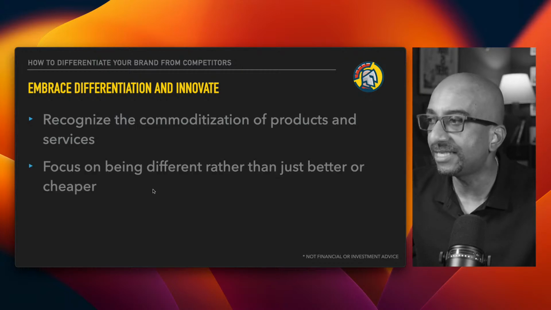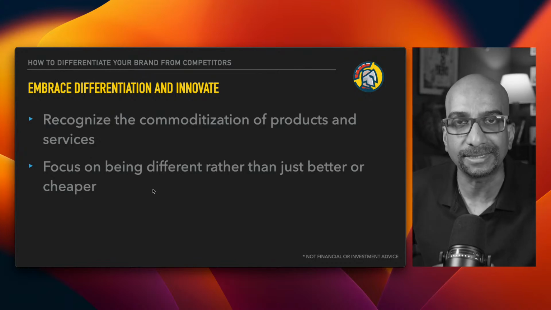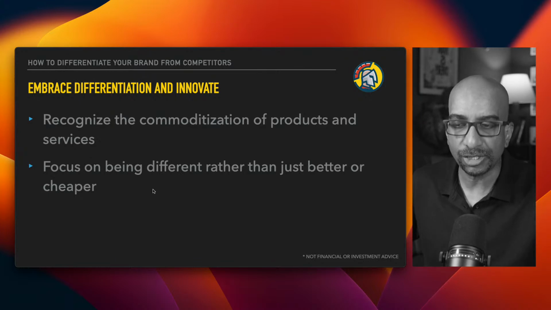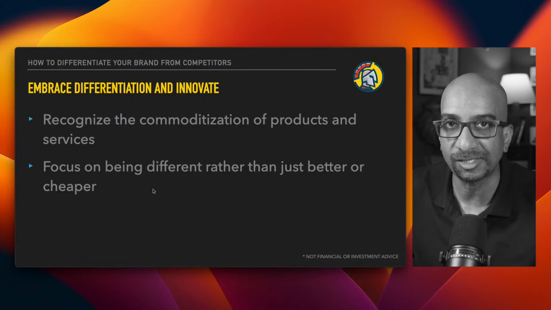Then focus on being different rather than just being better or cheaper. Because what happens with commodities is the competition would be like, oh, we're better than the rest of the market, or we're cheaper than the rest of the market.